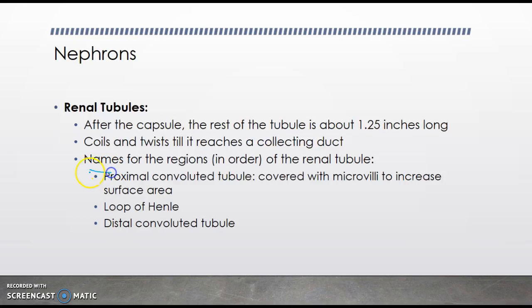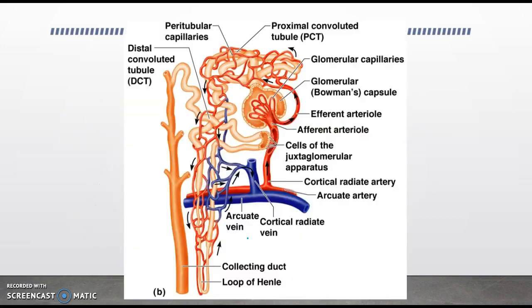And there's three major parts to a renal tubule. You have the proximal convoluted tubule, the loop of Henle, and the distal convoluted tubule. So proximal means, remember, closer. So this is going to be the closest to the glomerulus, and this is going to be the farthest away. And when I show you a picture of this, it's going to make much, much more sense.